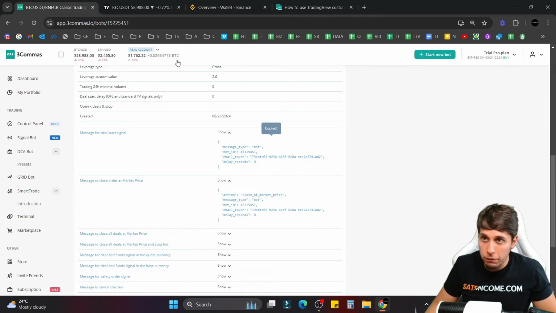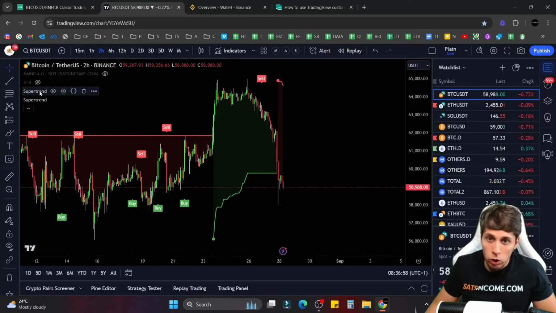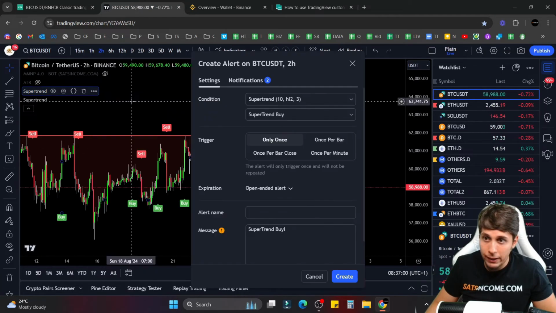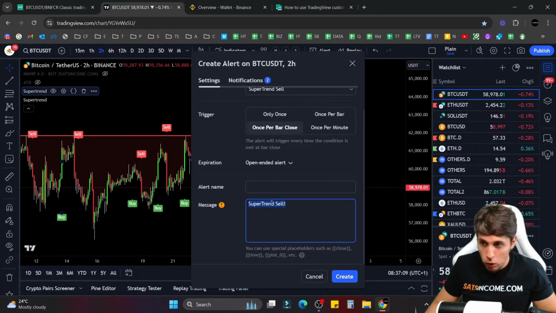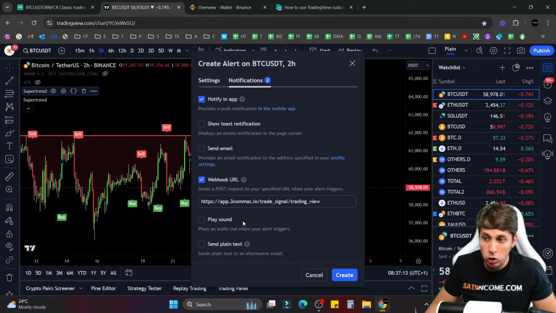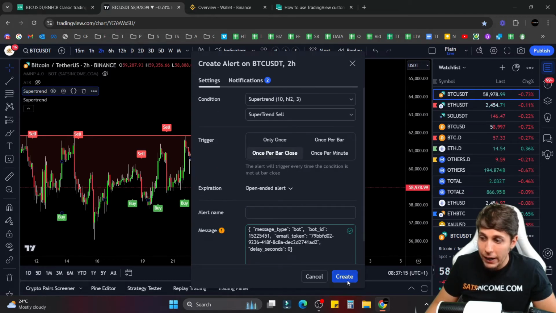So we're gonna copy the first message, we're gonna go to TradingView, and we're gonna set up the alert in order to make the connection. At alert, in this case, it's gonna be super trend sell, right? Once per bar close, no expiration if possible. Place the alert right here. Make sure that your webhook is enabled, because otherwise it's not really gonna work, and hit create.